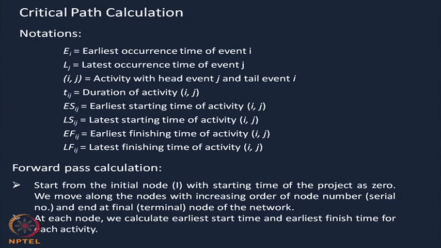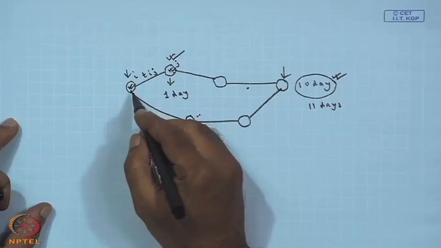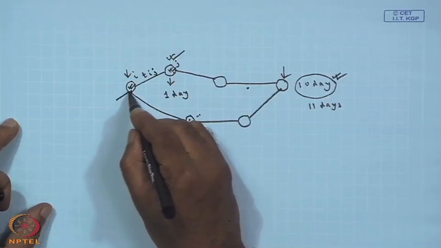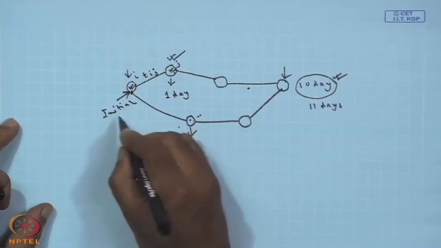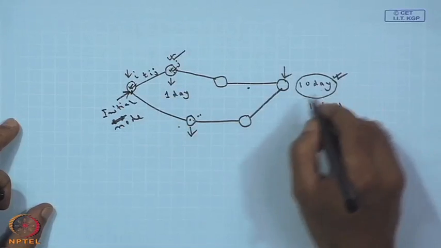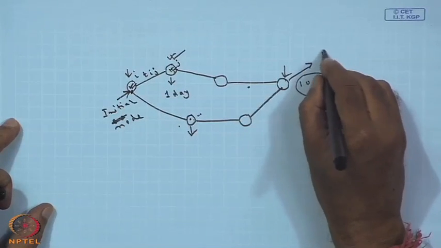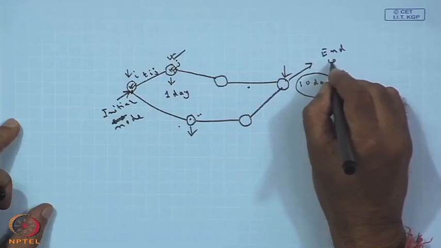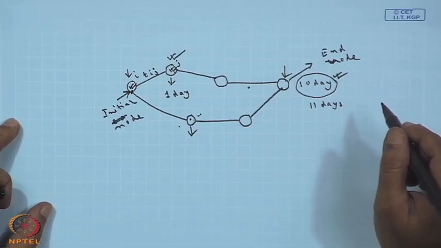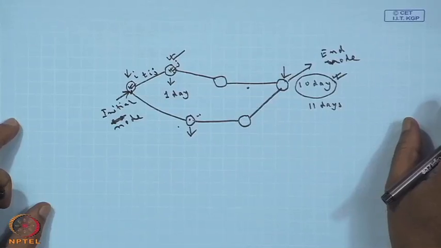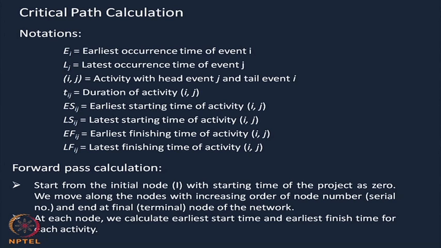Let us see the forward pass method first. In the forward pass method, we start with the initial node, just like in the diagram. In this diagram, this one is the initial node, and this node we call the end node, that is, the end of the diagram.